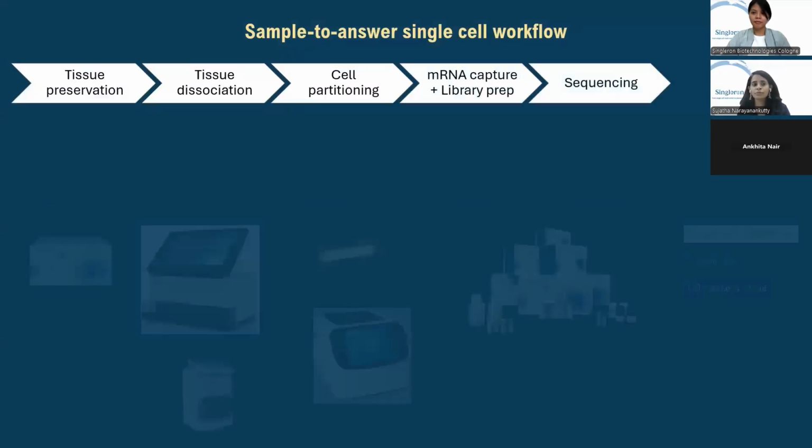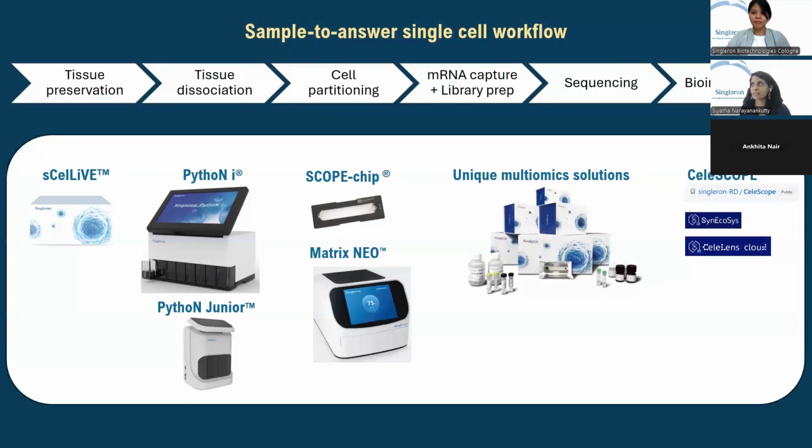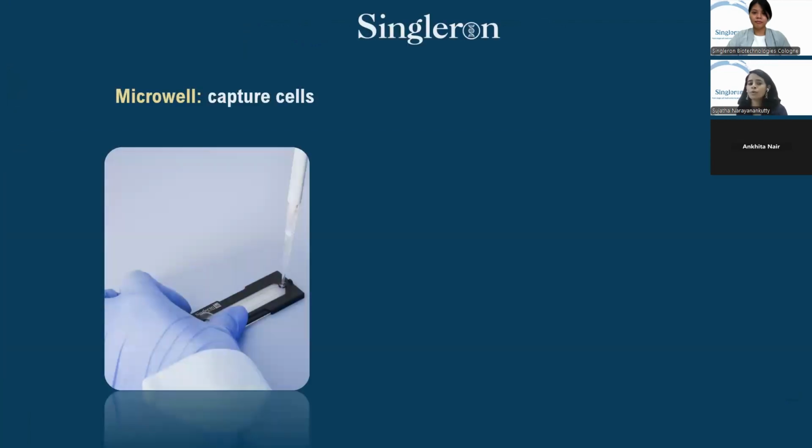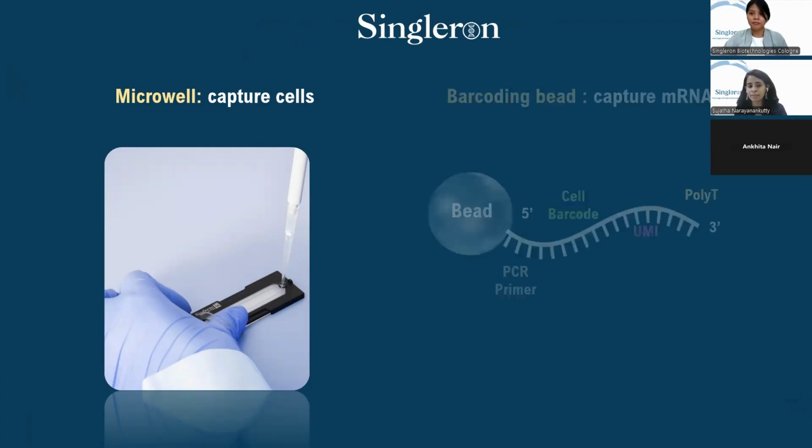To understand what I mean by a single-cell workflow: you start from a tissue, get a single-cell suspension, do your assay to capture the single-cell information, sequence, and then analyze your data. Your options are in how you capture your cells. Singleron has a microwell-based technology, where we use a chip to capture the different cells individually from a sample.